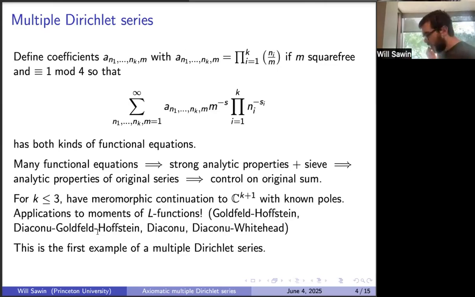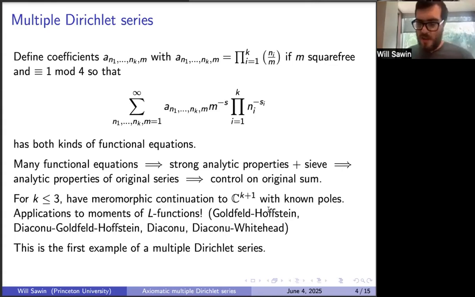And the setting where this works very well is the kth moment for k at most 3. For k at most 3, we obtain meromorphic continuation to all of C^(k+1). And the applications to moments of L-functions have been worked out.